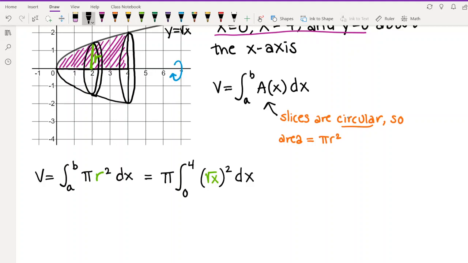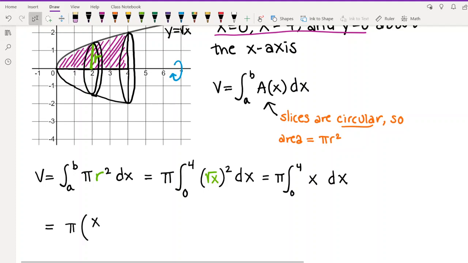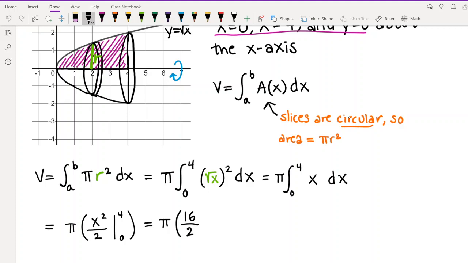And so now we're actually ready to calculate this integral. So we have pi times the integral from 0 to 4 of the square root of x squared, which is just x. Now we just want to find the antiderivative of x, which is x squared over 2, and evaluate it at 4 and at 0. When we plug in 4, we get 16 over 2. And when we plug in 0, we just get 0.